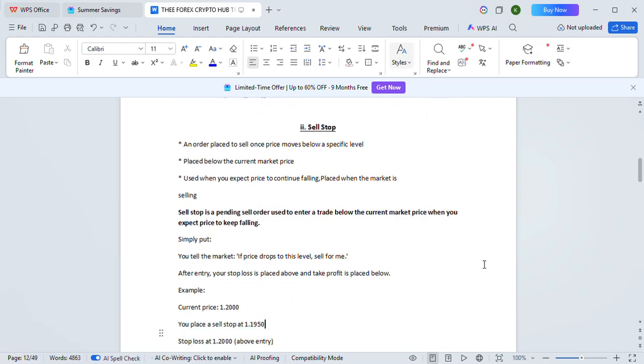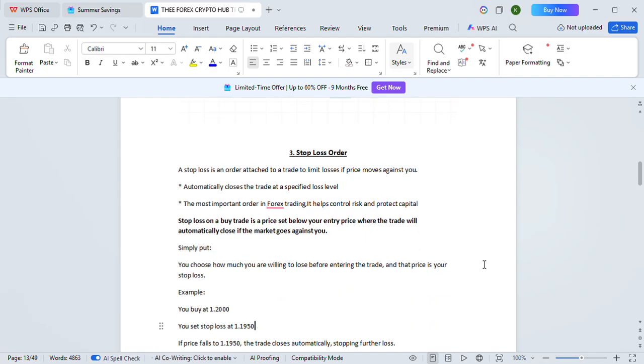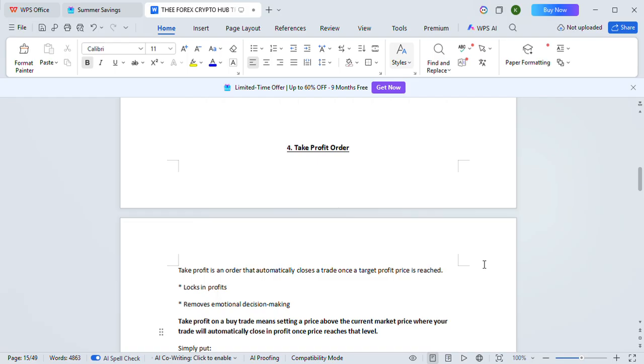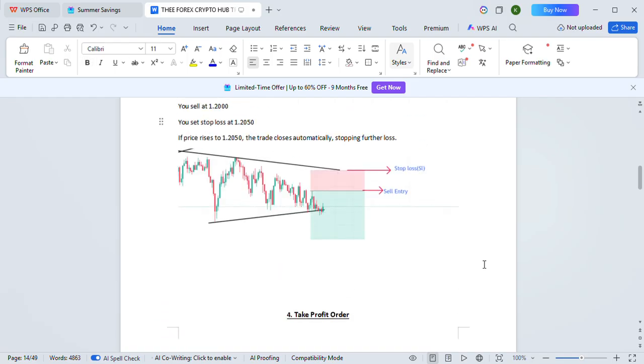So there are two orders I've not talked about. That is a take profit order and a stop loss order. I have not talked about those two orders for a reason. First, you need to understand the ones I've done, because you can't take a profit or set a stop loss when you have not entered the market, right? So you need to first enter trades.